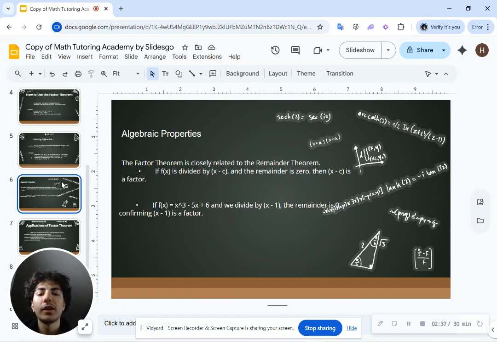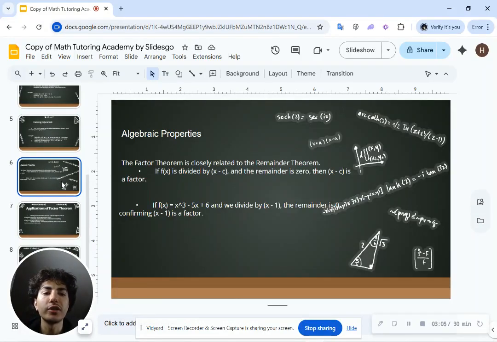Algebraic properties. The factor theorem is closely related to the remainder theorem. If f(x) is divided by x minus c and the remainder is 0, then x minus c is a factor. Because at the end of the day, if we do the solution and it equals 0, then we know it's a factor. If f(x) equals x to the power of 3 minus 5x plus 6, we divide by x minus 1. The remainder is 0, confirming x minus 1 is a factor. Once again, if it equals 0, then we know it is a factor.